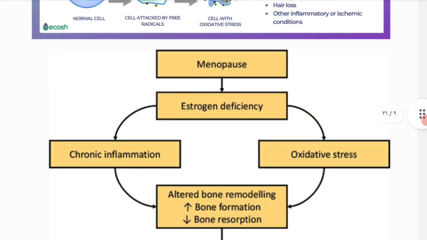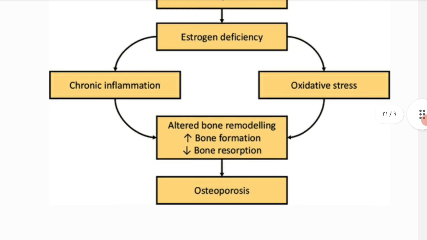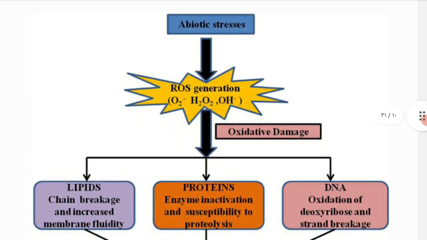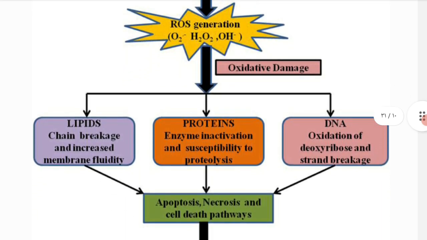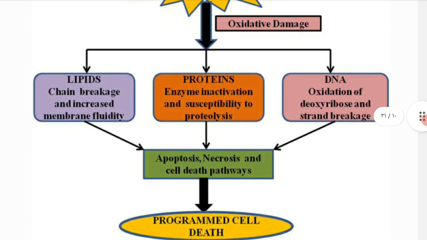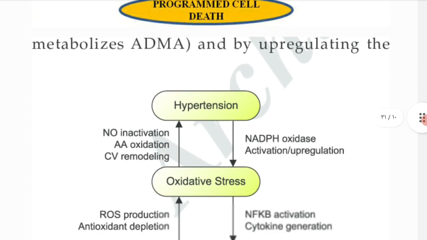In menopause, there is decreasing estrogen. This causes either oxidative stress or chronic inflammation, and this affects bone and causes osteoporosis. While in stress, ROS generation increases, and this will lead to oxidative damage, and this will affect biomolecules, leading to apoptosis and necrosis, cell death, programmed cell death.